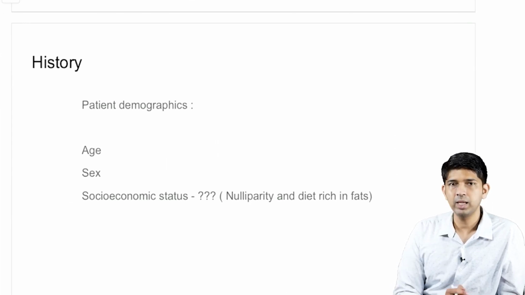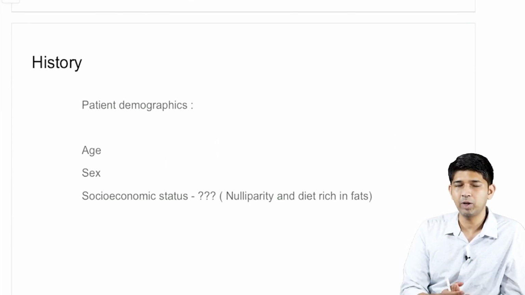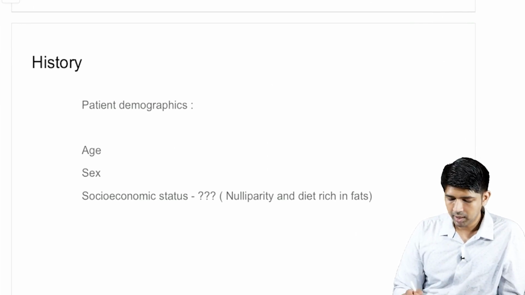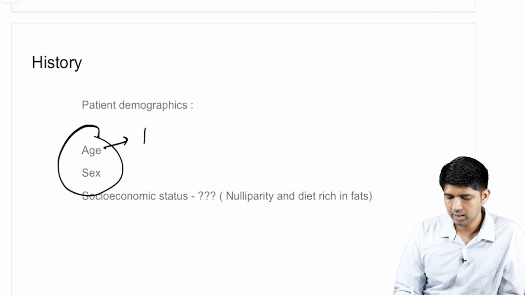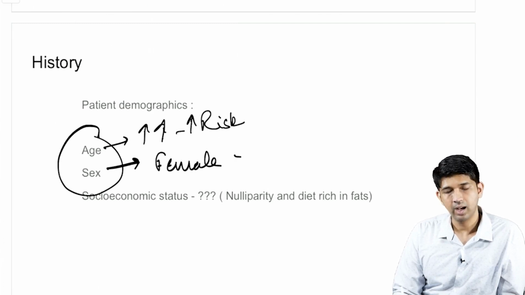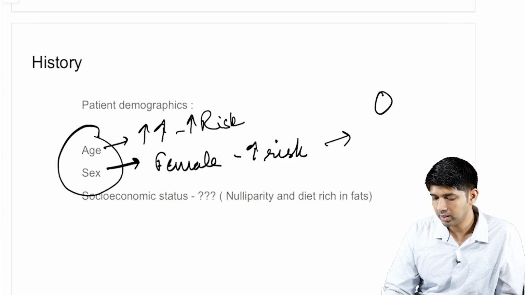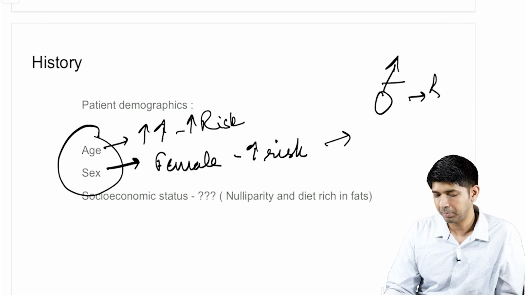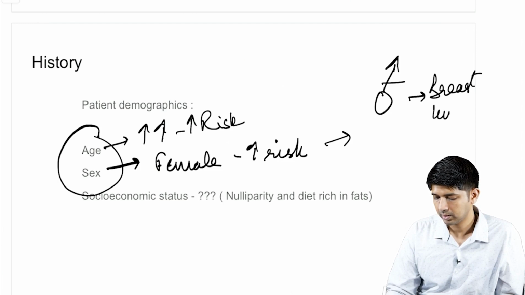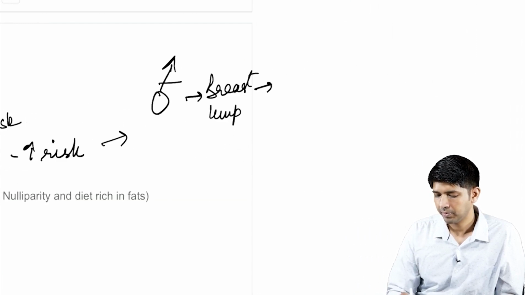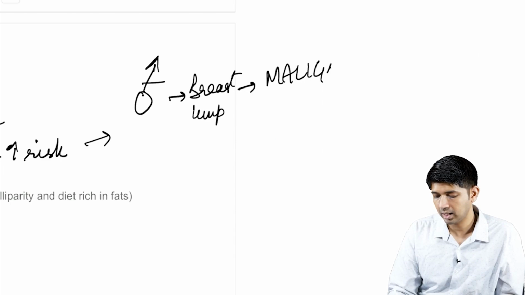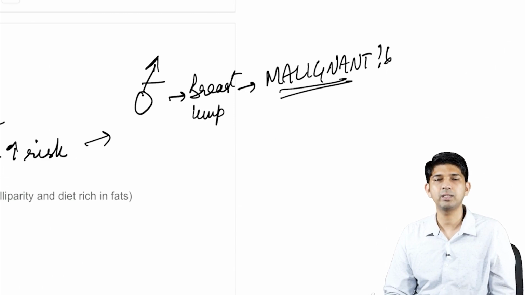So when it comes to history, and in that also patient demographics, most important is the age and sex. We have already discussed this. More is the age, higher is the risk. Female gender has higher risk. But if you have a patient who is male who presents with a breast lump, it is malignant unless otherwise proved. Unless otherwise proved, it has to be considered as a malignant lump.